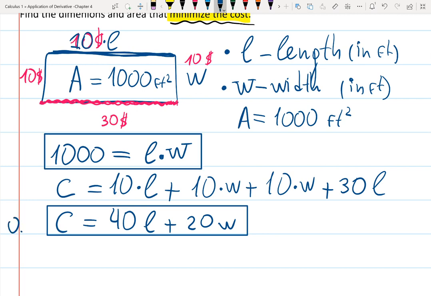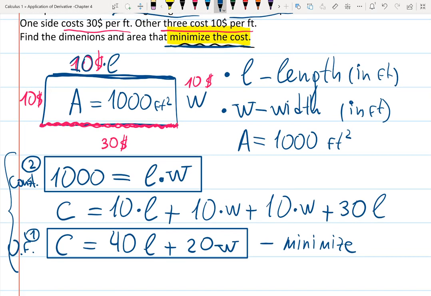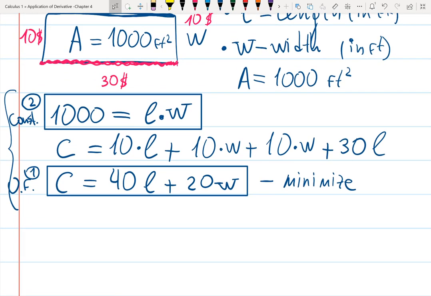So I will call it objective function and constraints. In this case, the number 2 was built first and then number 1 was built later, and here is my system over here. Don't forget to write down what you want to do with the objective function, to maximize it or to minimize. I want to minimize the cost. Here it is, it's saying that minimize the cost. This is my model. I would say it's my optimization model.